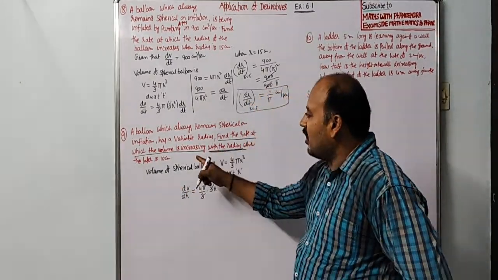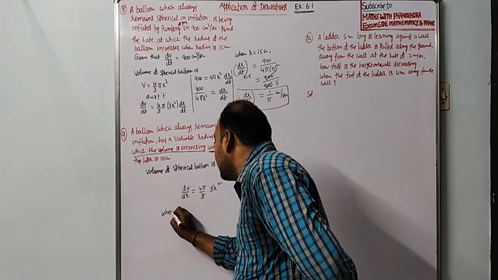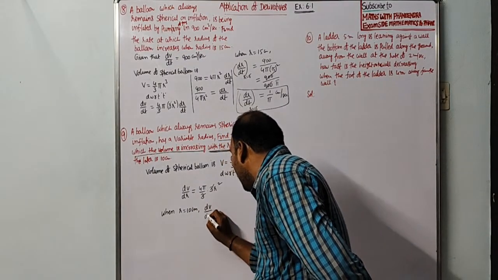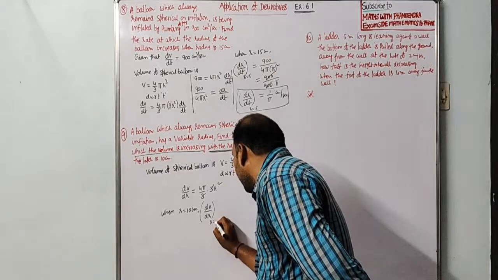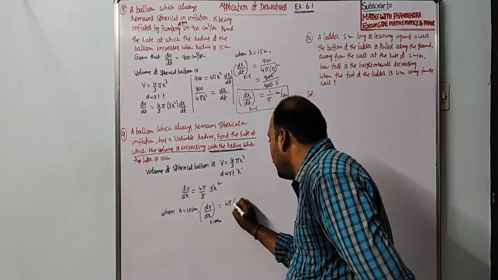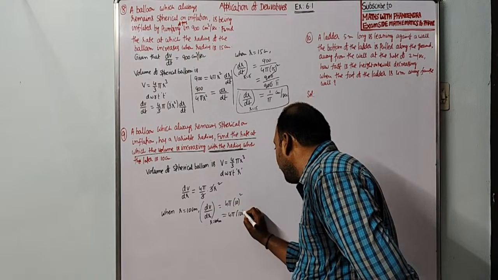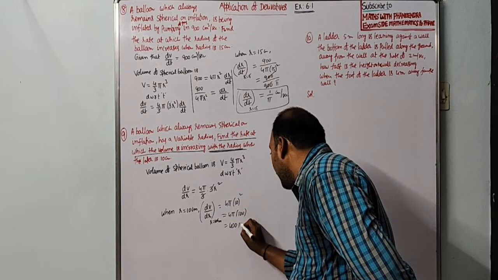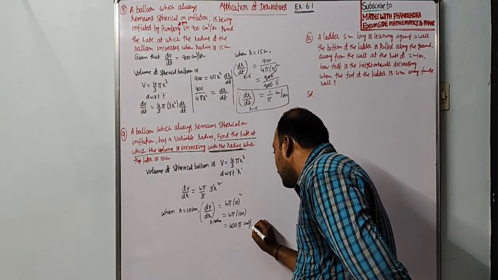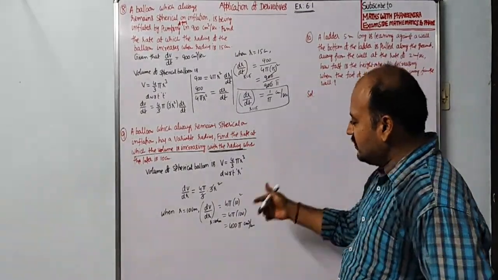dv by dr at what radius they are asking? 10 centimeters. When radius is 10 centimeters, so dv by dr is equal to 4 pi into 10 square. That is equal to 4 pi into 100, which is equal to 400 pi. That is also volume means centimeter cube per centimeter radius. Okay, dear students, we'll move to another question. This is only they are asking.